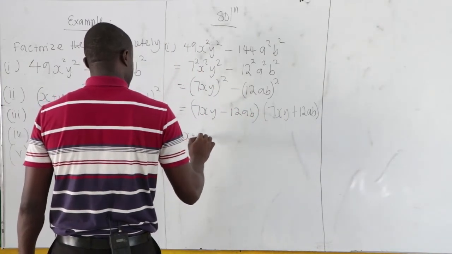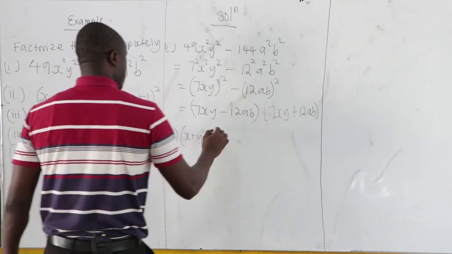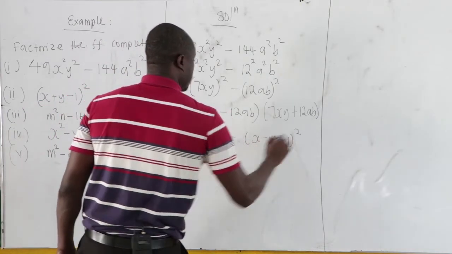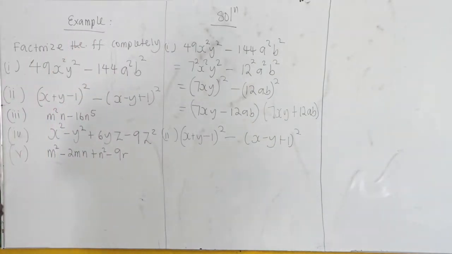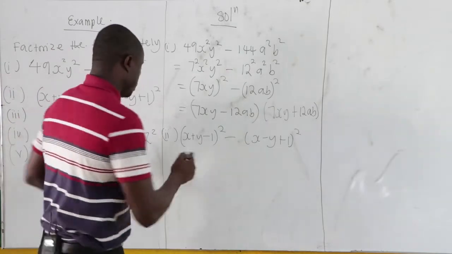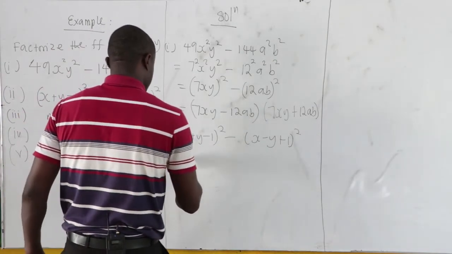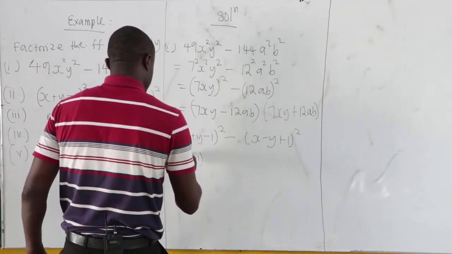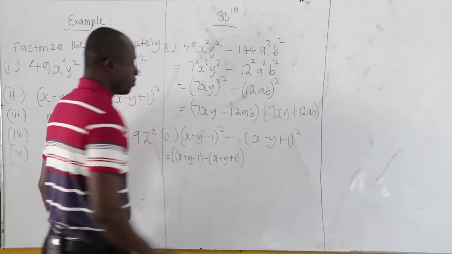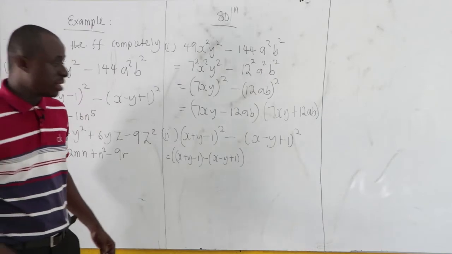We have (x plus y minus 1) all squared minus (x minus y plus 1) all squared. This is a difference of two squares, this is a and this is b. A minus b, a plus b, so this minus this. So the first one, x plus y minus 1, a minus b, and I'm putting it in brackets because it's more than one term.